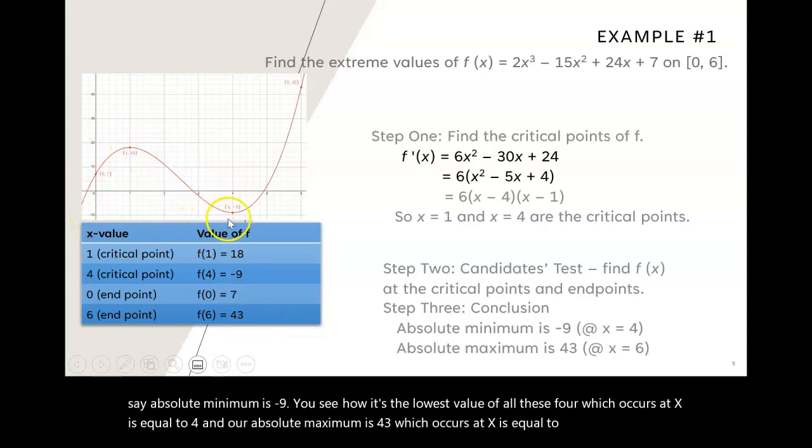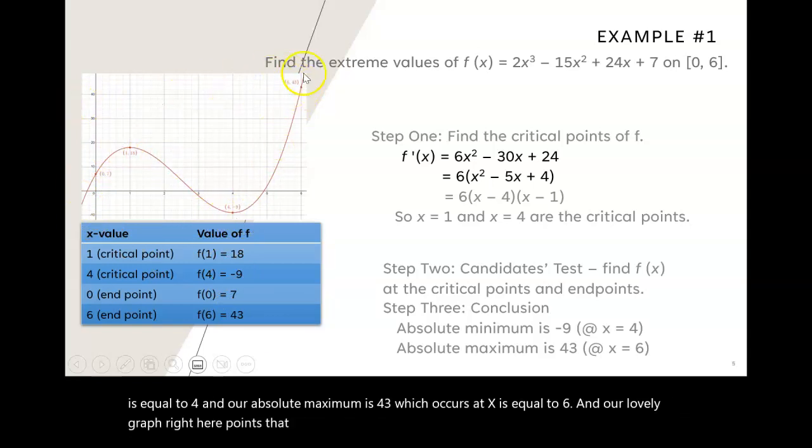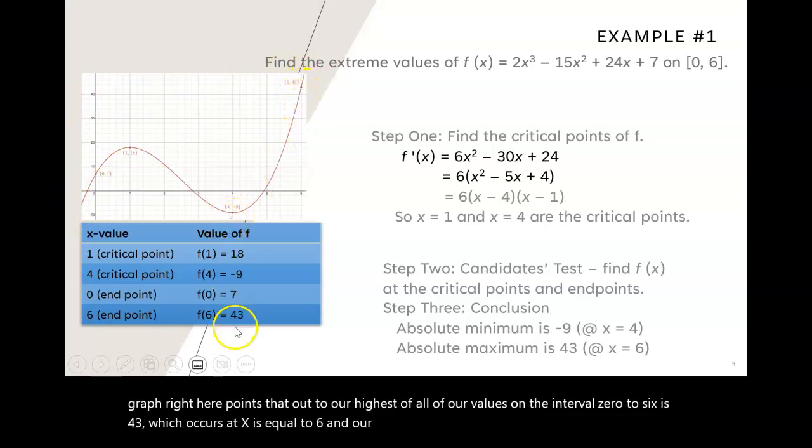And our lovely graph right here points that out. So our highest of all of our values on the interval 0 to 6 is 43, which occurs at x is equal to 6. And our lowest is -9, which occurs at x is equal to 4.